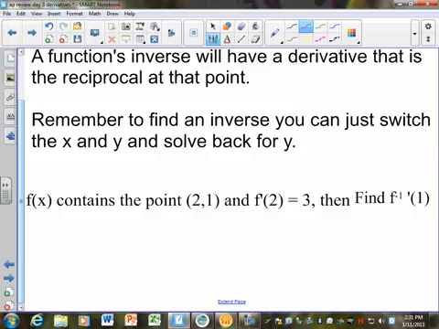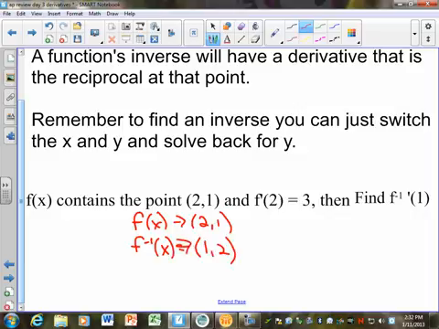It just says f of x contains the point (2, 1), and f prime of 2 equals 3. Find the inverse derivative at 1. So, first of all, remember that the definition of an inverse is if f of x contains the point (2, 1), then we know that the inverse has to contain the point (1, 2). Right? The domain and the range switch.